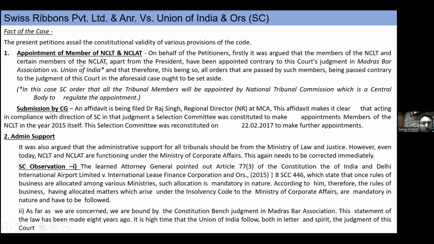One aspect is the appointment of members of NCLT and NCLAT. So they are saying that the appointment was invalid. We will discuss in detail later what the decision of the Supreme Court was. We will go through first what the different aspects of IBC are which have been challenged in this Supreme Court case. One is the appointment of members of NCLT and NCLAT.